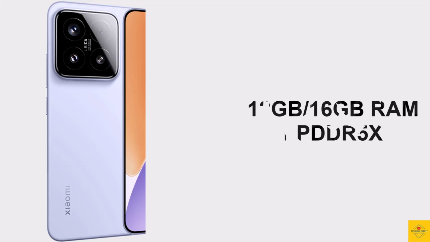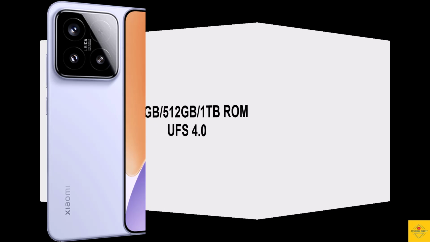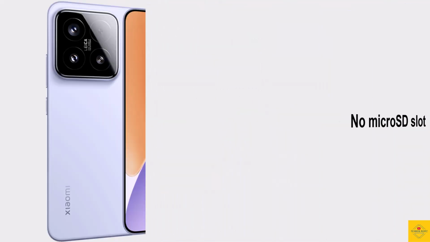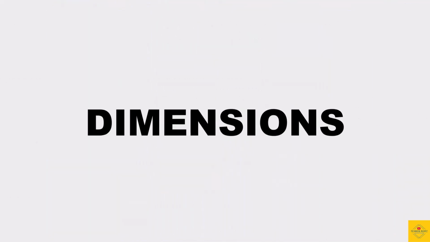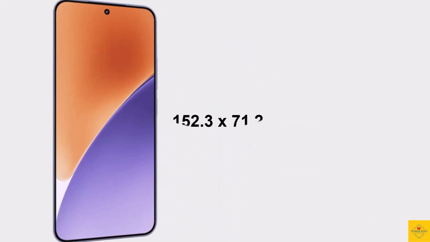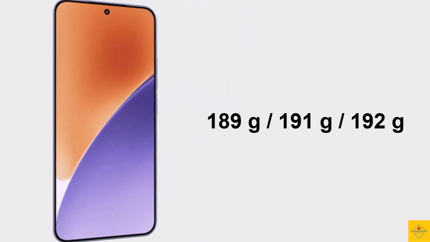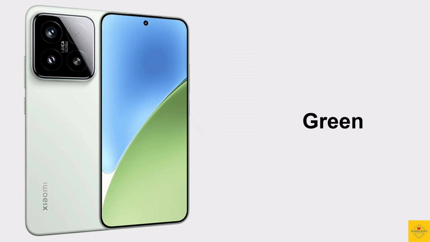In terms of storage, the smartphone comes with 12GB, 16GB of LPDDR5X RAM, and 256GB, 512GB, 1TB of UFS 4.0 onboard storage, with no microSD card slot. The physical dimensions of the smartphone measure 152.3 by 71.2 by 8.08, or 8.36, or 8.48 millimeters, and it weighs around 189, or 191, or 192 grams. The color options are black, white, silver, green, lilac.